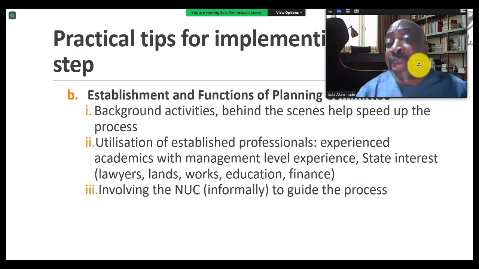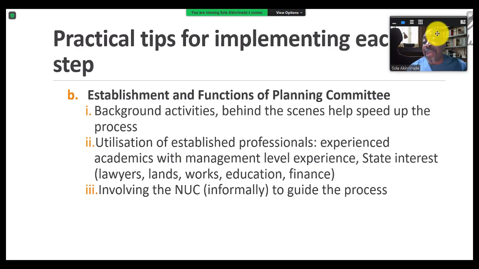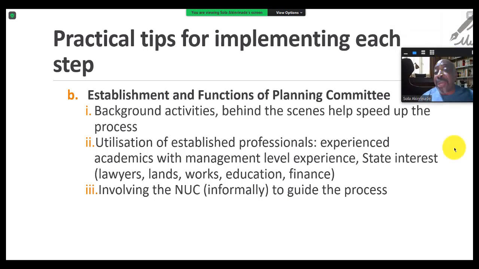Practical tips, establishing a function of the planning committee. Now, for the planning committee to work effectively, sometimes you need to work in the background. Activities behind the scenes will help to speed up the process for you because you will have achieved so much. When the university project was being done, people thought it was magic to have done the planning work in less than 3 months, October to November. But a lot of work had gone on behind the scenes.